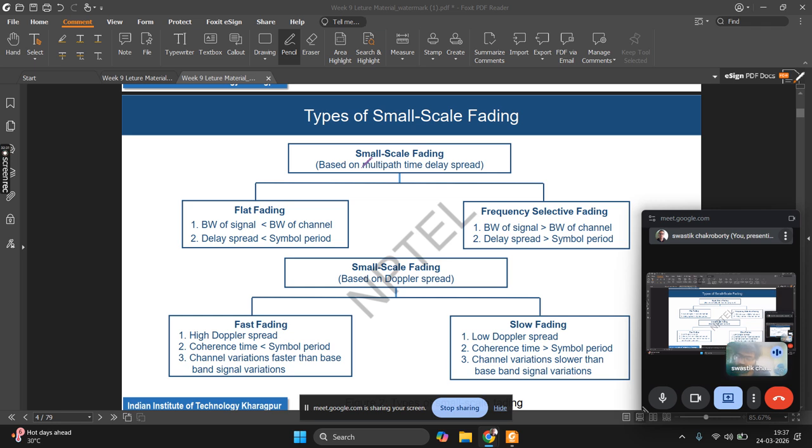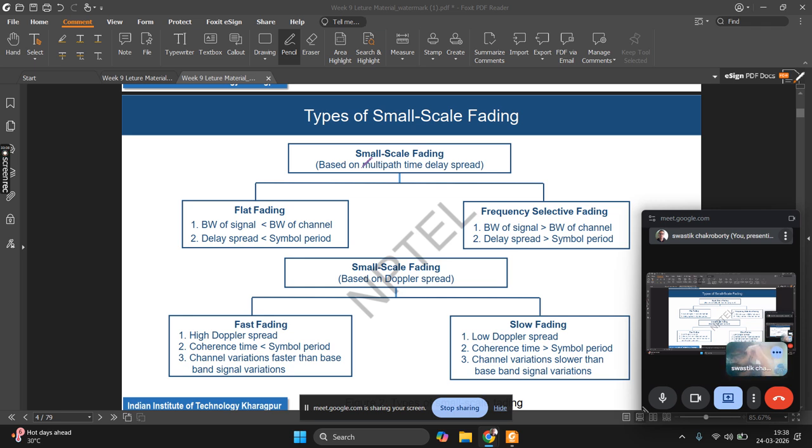If the channel is not even constant for one symbol period, the symbol will experience different channels throughout its time duration. So if the coherence time is less than the symbol period, the channel is varying too fast and your signal cannot handle it.